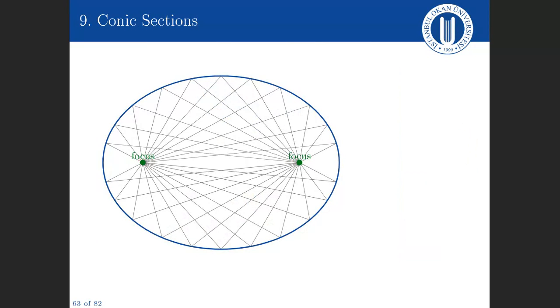For an ellipse, the rule is that rays which start at one focus are bounced off the ellipse to the other focus.